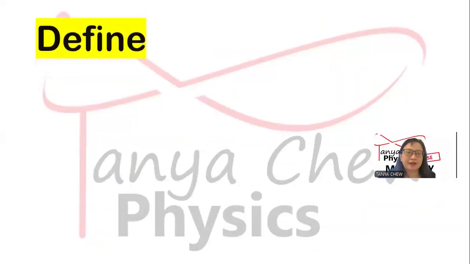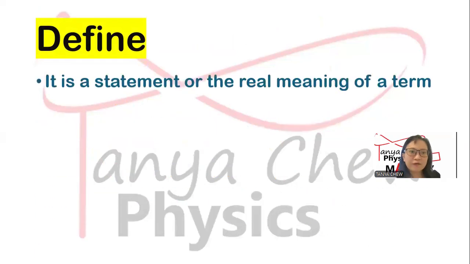Now, the second term, define. Define is a statement of the real meaning of a term. Before we define something, bear in mind that a definition is actually for some physical quantities which have been proven experimentally correct. For example, let me give you an example about humans. We are all human. You are human, I am human. So what's the difference between us? Maybe you can say that you're female, I'm male, but what about females and females? There are so many females, there are so many males. How are we going to compare? How are we going to define each other?